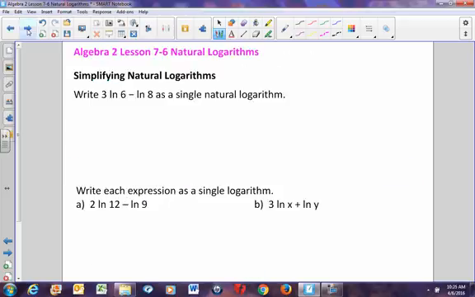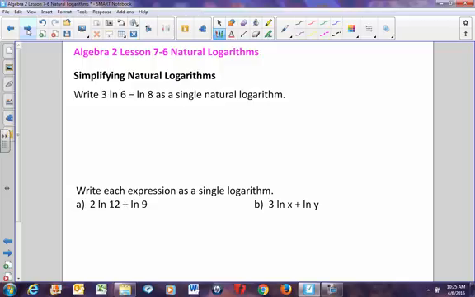So if I have 3 natural log 6 minus natural log 8, and I want to write that as a single logarithm, the thing you need to understand is it's really hard for me to write a natural log looking like an L rather than a 1, so I always put my L's as cursive. So when I write them, they're going to be in cursive. When I type them, they're going to be obviously typed.